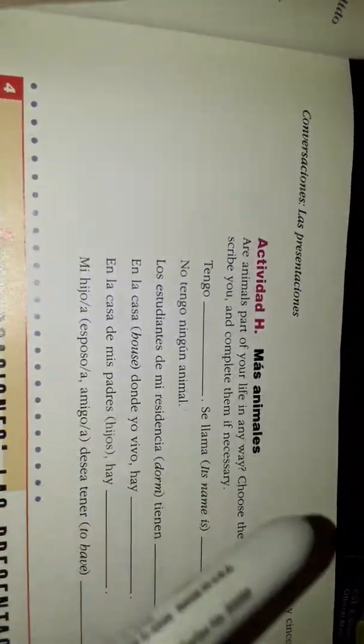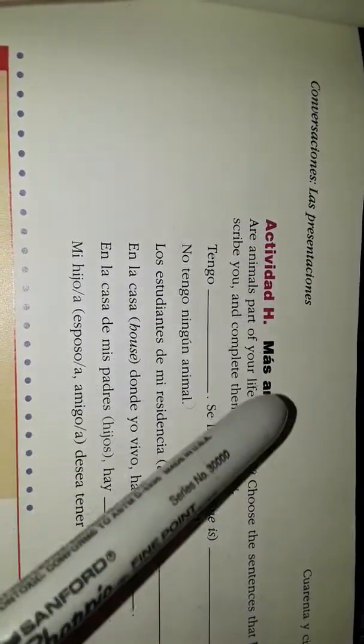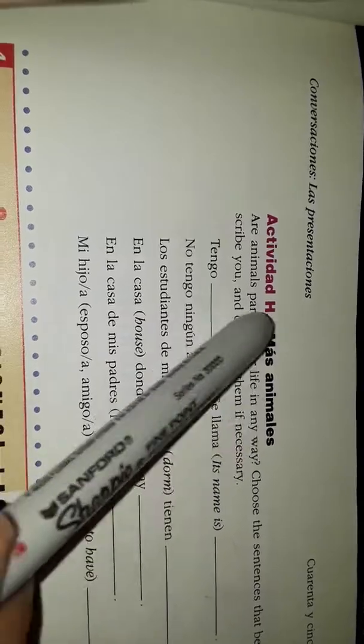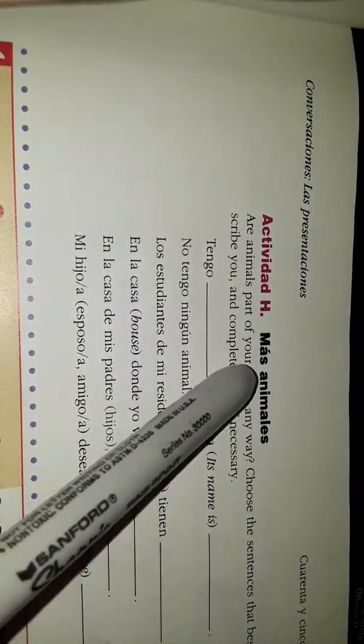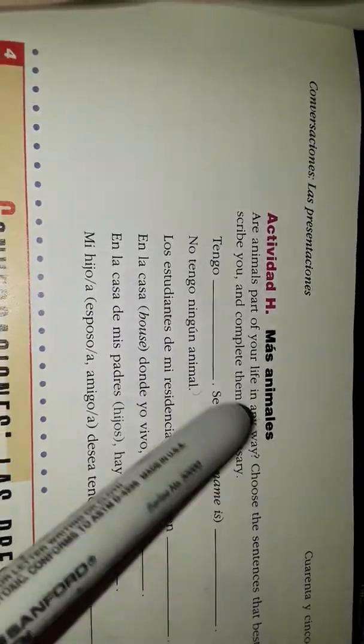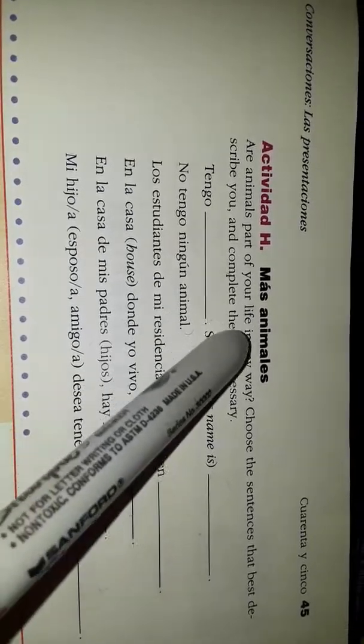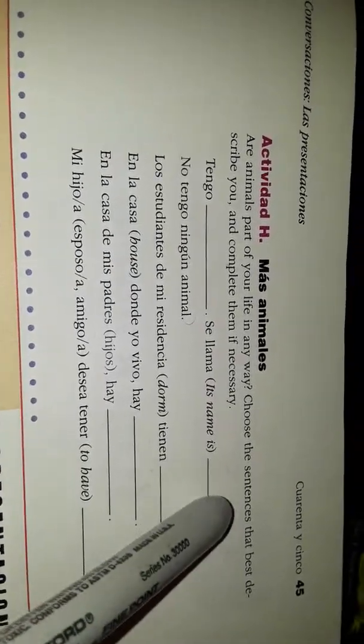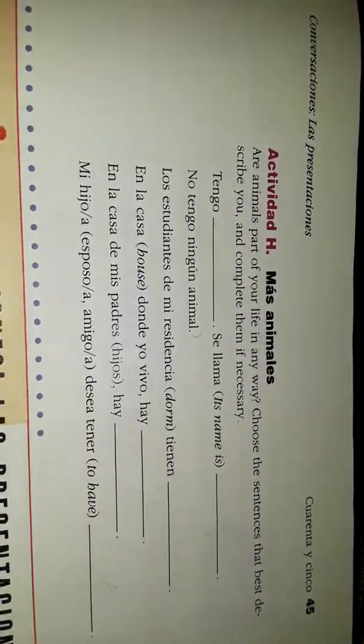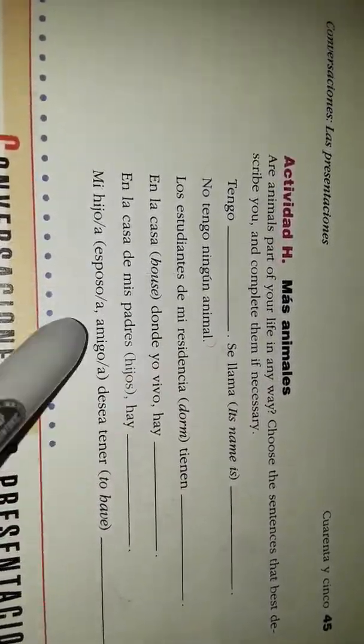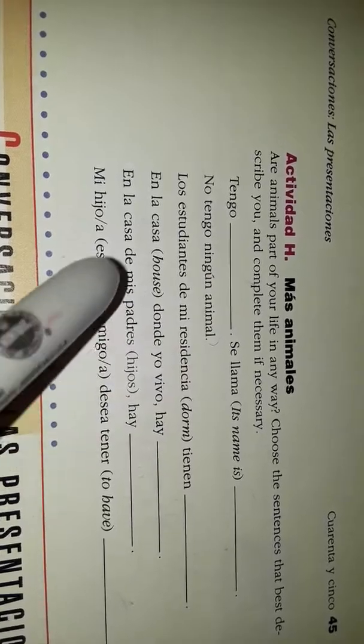So I'm going to skip to the next page. Actividad H, that's activity H. Más animales. Y'all should know this word. That means more. And this is a cognate, so more animals. Are animals part of your life in any way? Choose a sentence that best describes you and complete them if necessary. You can just say this out loud. You put your own words in it, but I'm going to go over it.